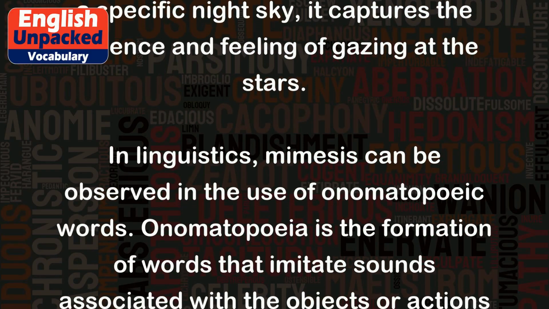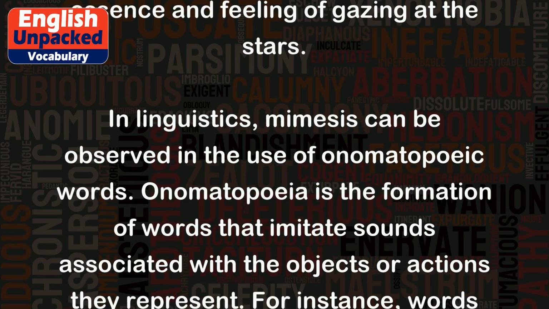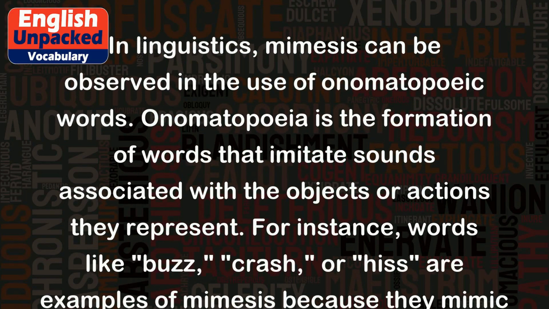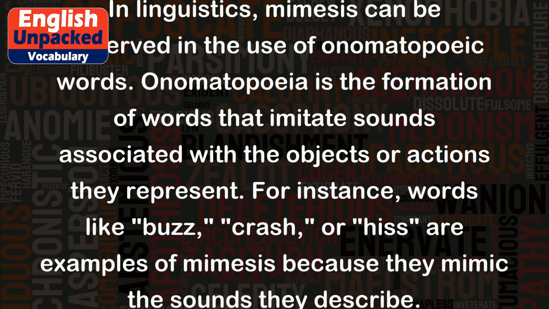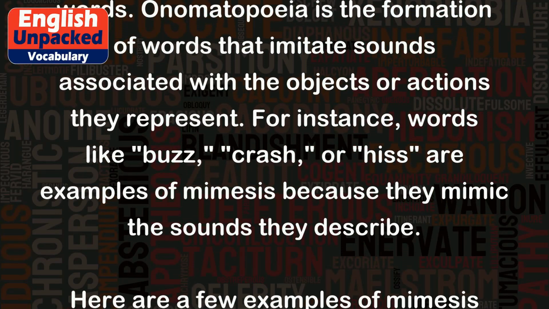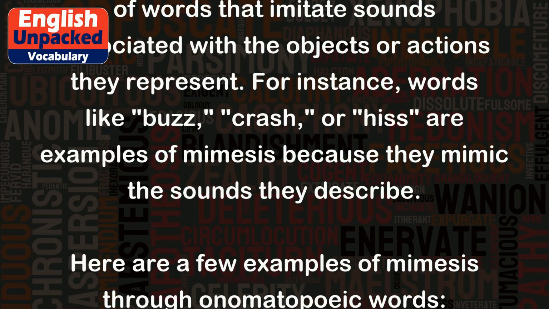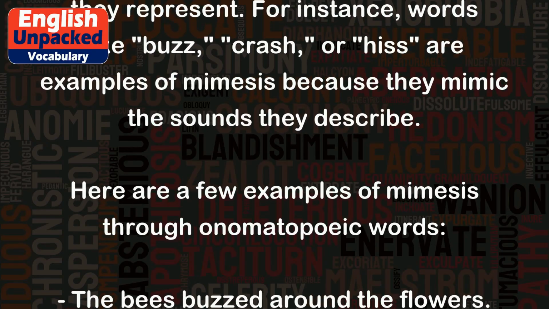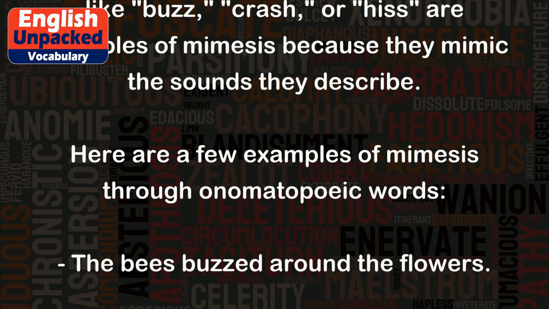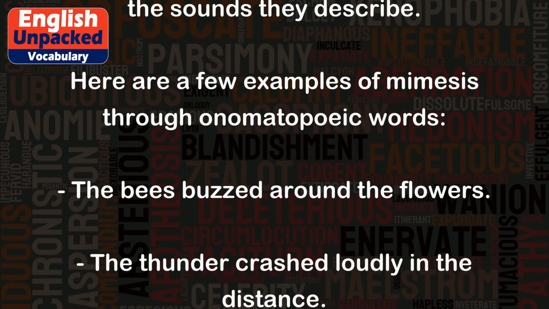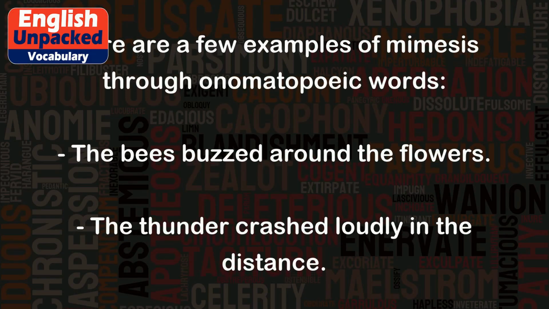In linguistics, mimesis can be observed in the use of onomatopoeic words. Onomatopoeia is the formation of words that imitate sounds associated with the objects or actions they represent. For instance, words like buzz, crash, or hiss are examples of mimesis because they mimic the sounds they describe. Here are a few examples of mimesis through onomatopoeic words.